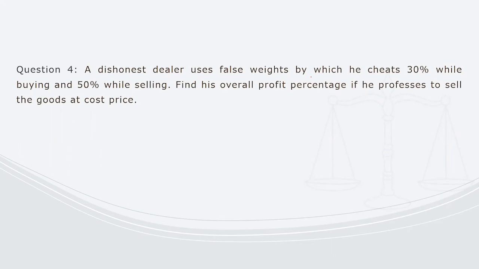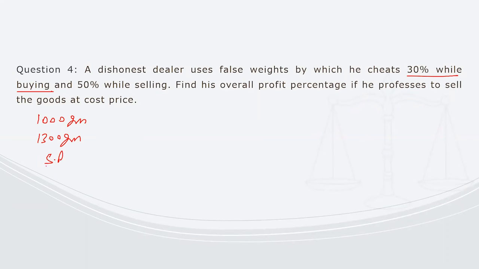A dishonest dealer uses false weights by which he cheats 30% while buying. So let's take this as the first transaction. So while buying, he's cheating for 30%. That means, let's say, suppose he's paying only for 1,000 grams, but he's getting 1,300 grams for himself. This is how he cheats for 30%. So he's saying that, look, I'm purchasing from you only 1,000 grams, but he's actually picking up 1,300 grams for that, right? So he's going to sell it for 1,300, but his cost will be 1,000 rupees.